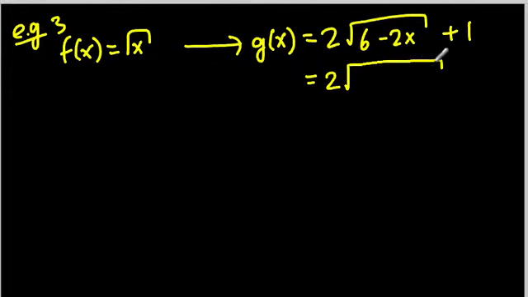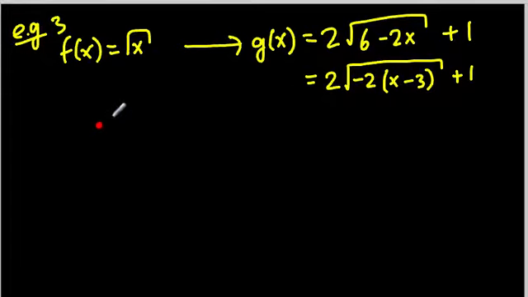So I'm going to put a big square root, and what I'm going to factor out is the coefficient in front of x. The coefficient in front of x is negative 2. So that's negative 2 times x, because negative 2 times x is negative 2x. And then negative 2 times what will give me 6? Well, that's minus 3. Then you close it, and then it's plus 1. Now we're ready to read off what the transformations are.